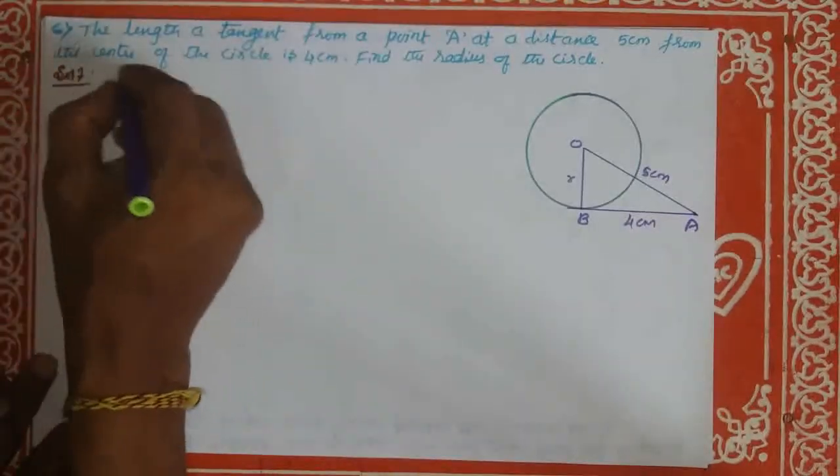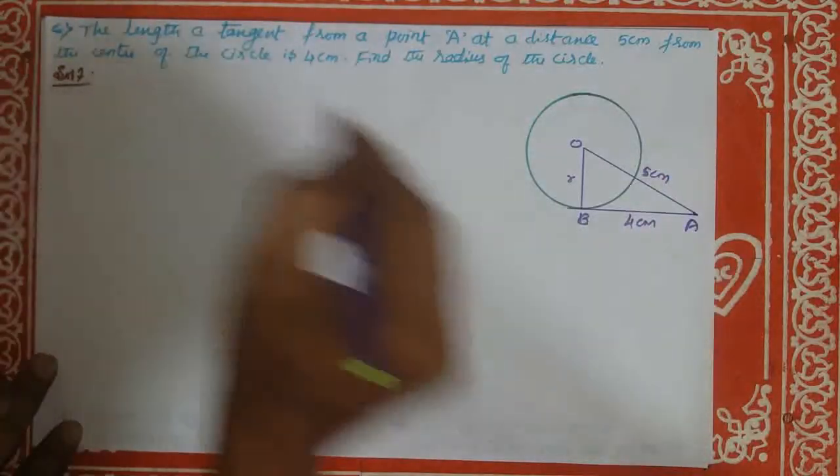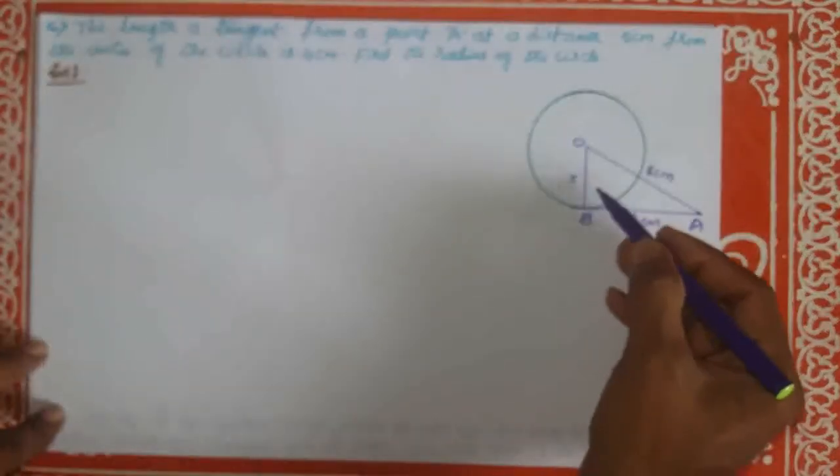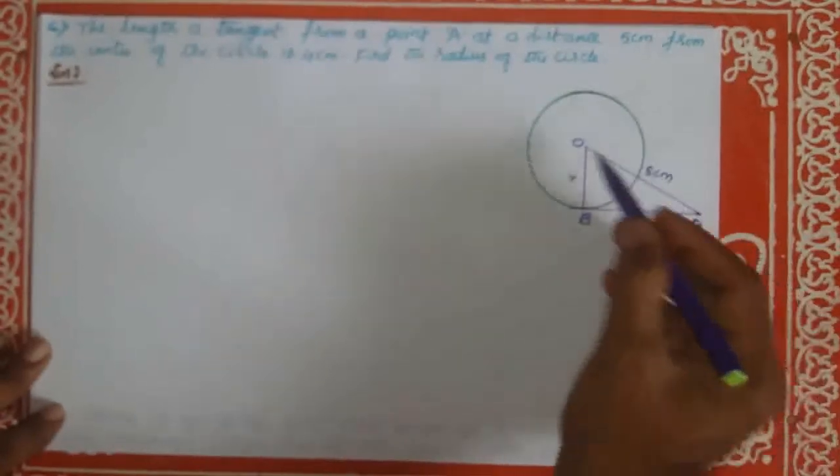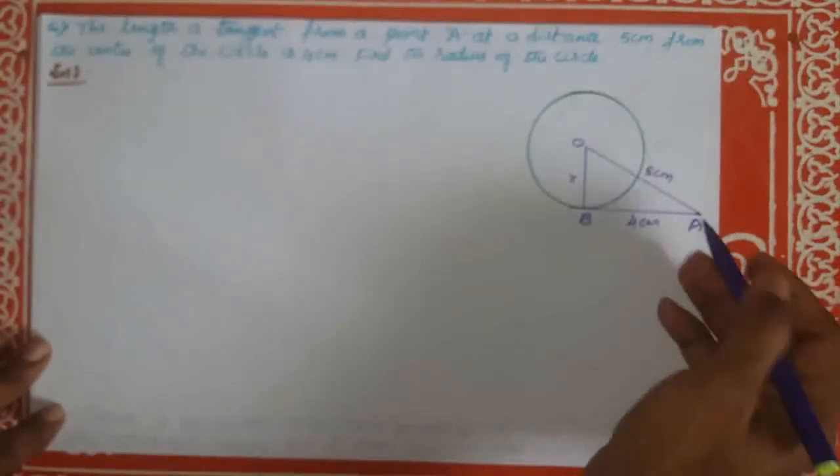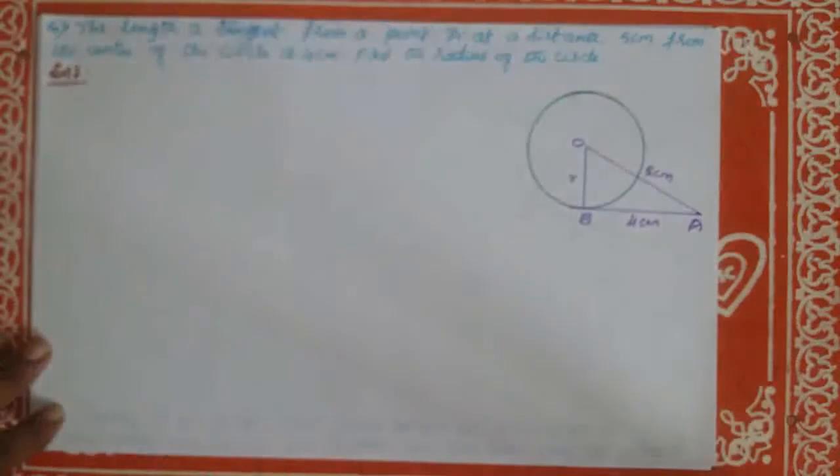Solution. Consider O is the center of the circle. We need to find the radius. Very easy. Radius is equal to, directly also we can do, OA square minus BA square, which is equal to 25 minus 16.